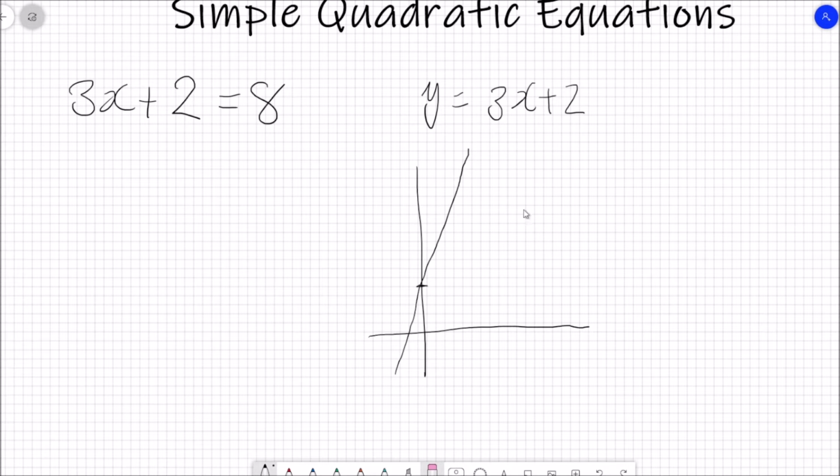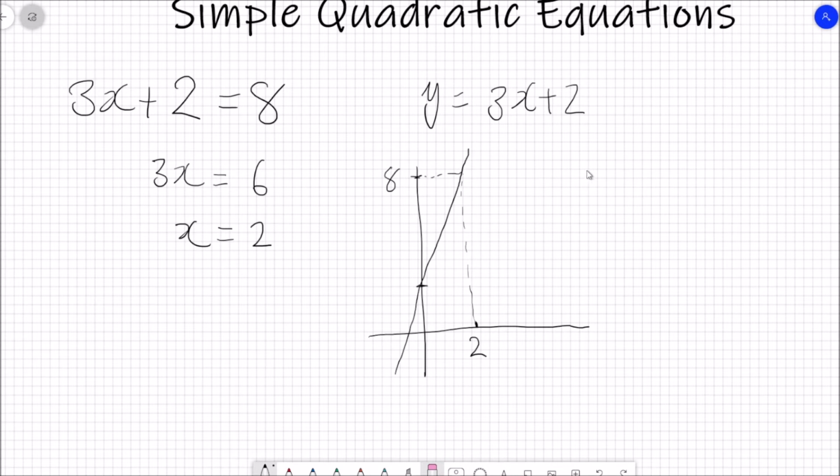Now, what this equation represents is what the x value is when the y value is 8. So when the y value is 8, we go down. If you draw everything perfectly, then it should be 2 here. But we can solve this algebraically. We subtract 2 from both sides, so it's 3x = 6, and divide both sides by 3, so x = 2.